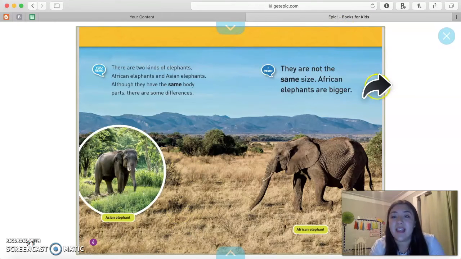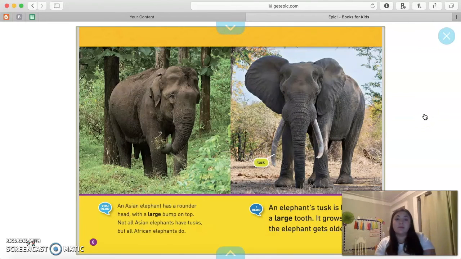And they say they are not the same size. African elephants are a little bit bigger. And like Miss Nava just looked, the caption shows me this is the African elephant, and it's a little bit bigger than the Asian elephant. So an Asian elephant has a rounder head with a large bump on top. Not all Asian elephants have tusks, but all African elephants do. An elephant's tusk is like a large tooth. It grows as the elephant gets older.